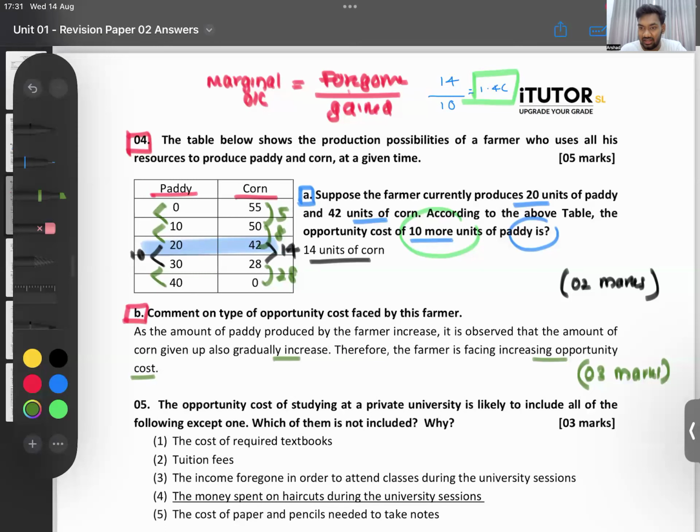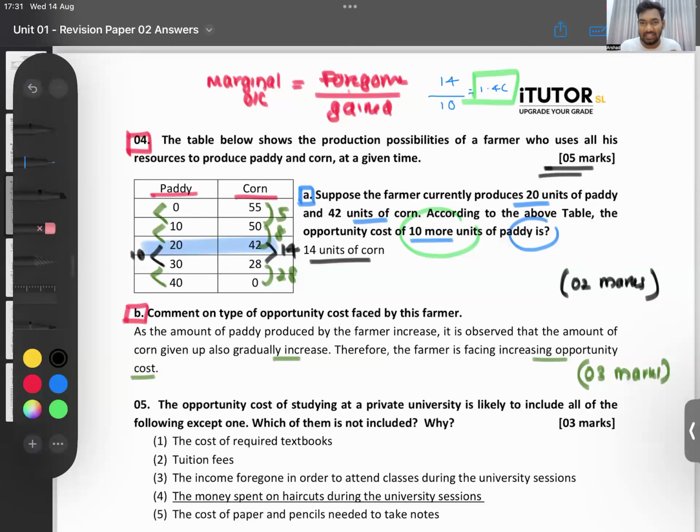Just writing increasing opportunity cost might not be enough now, because always think about how the marks are going to be broken down. That's the important part. Now this entire question list, there is no other sub question that I missed, right? Is there a part C of this in your paper? No, no. Right. So this question is for 5 marks.